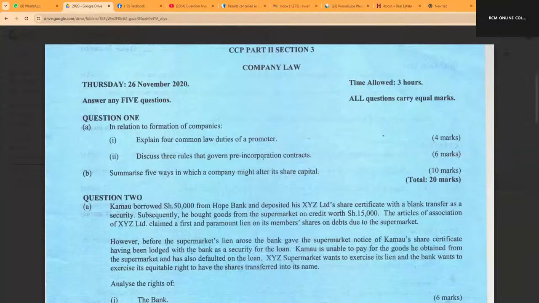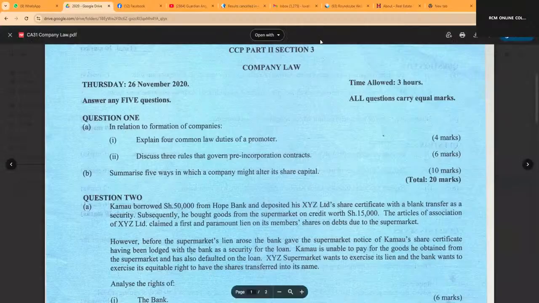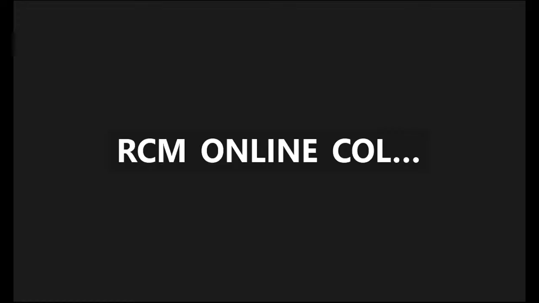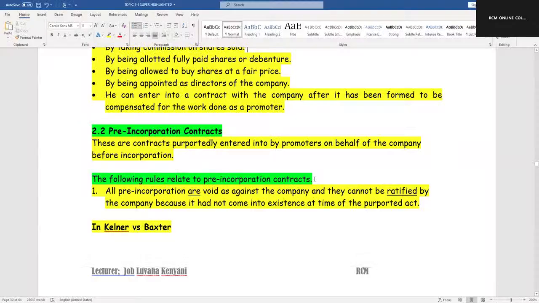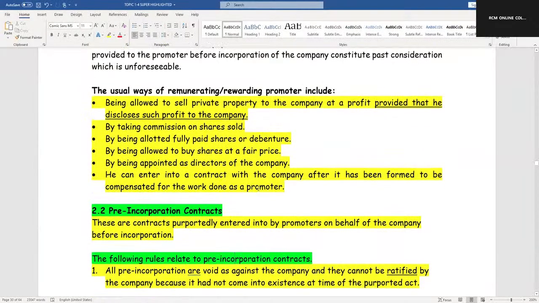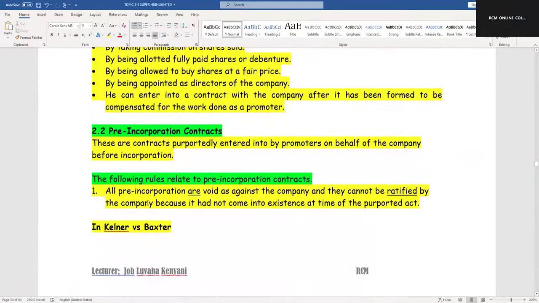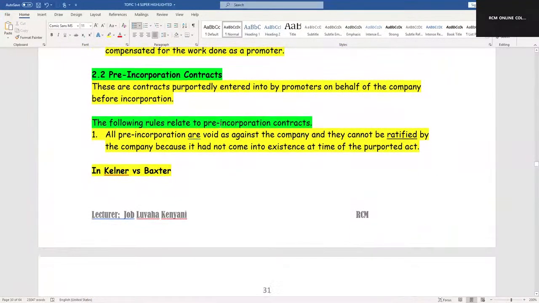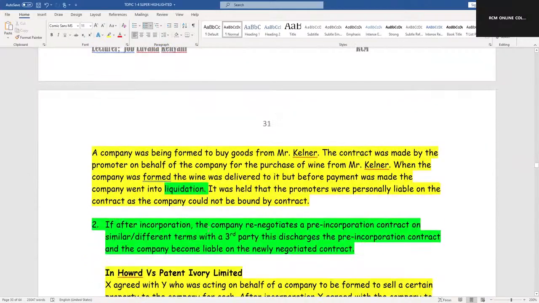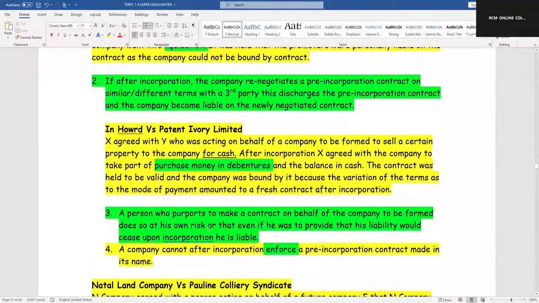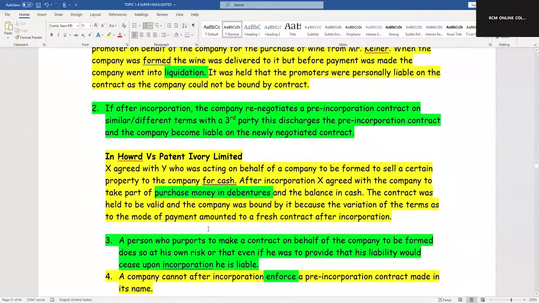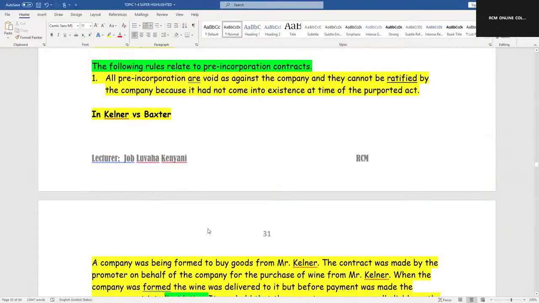Then discuss the rules governing pre-incorporation contracts. This is what we'll look at in our next discussion. But of course, they are here in your notes. Rules governing pre-incorporation contracts, they are here. You can see I've already highlighted this one. Also, I've highlighted rules governing pre-incorporation contracts. So we'll discuss them in our next class, which will happen next Monday. Will it actually be next Monday? It will happen next Monday.